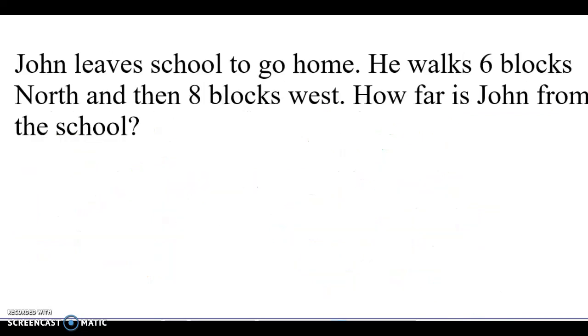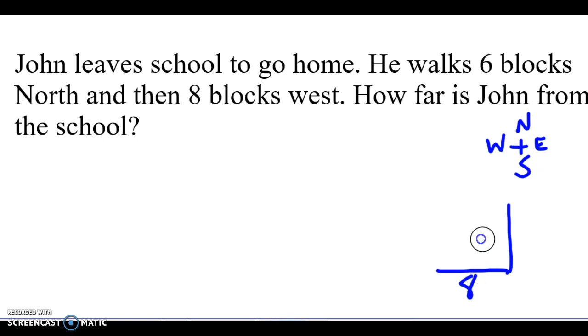John leaves school to go home. He walks 6 blocks north and 8 blocks west. How far is John from the school? So, to know our coordinates, we have north, south, and then east and west. I always learned it spells out the word we. So there's our little helpful hint. So he's going to walk 6 blocks north, and then 8 blocks west. Whoops, I drew that backwards. So let me actually rewrite this 6 over here. How far is he from the school?